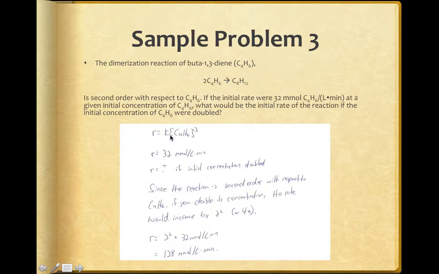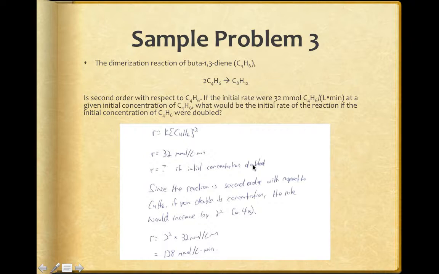So we can go through and write out our rate law expression. R is equal to k times the concentration of C4H6 to the power of 2. So our overall order of this reaction is 2. We're told that the rate is 32 millimoles per liter minute, and we want to solve for the rate if the initial concentration is doubled.